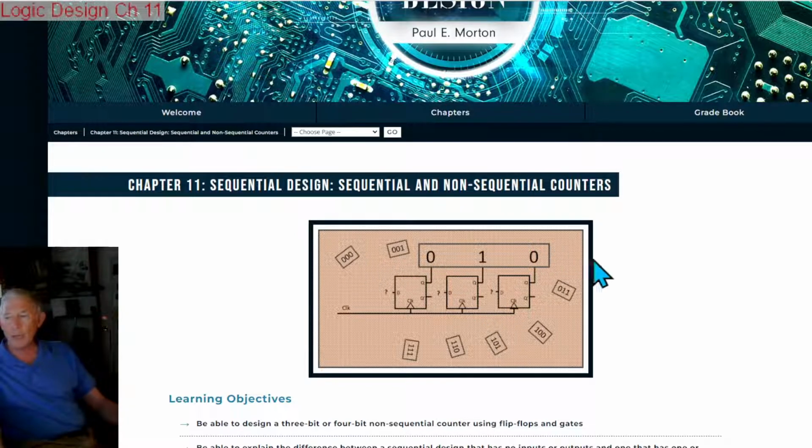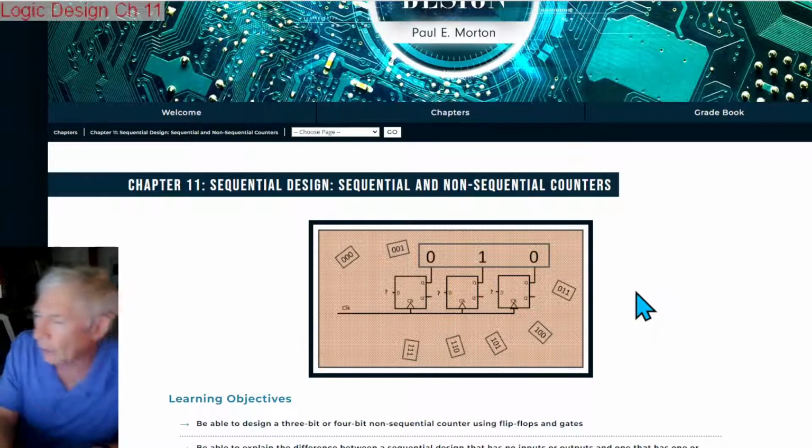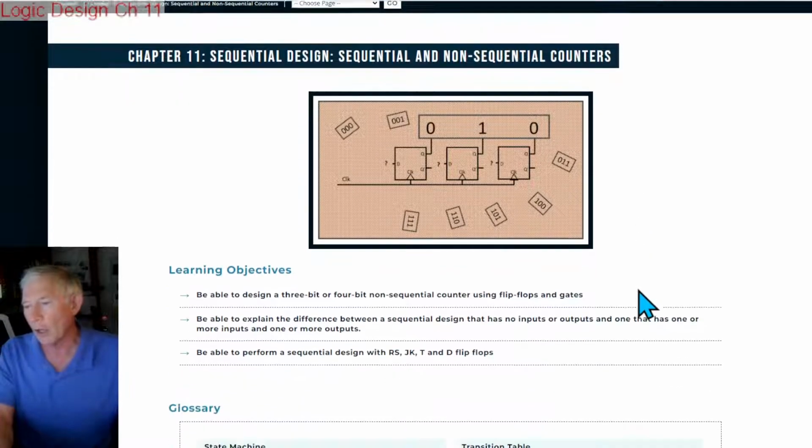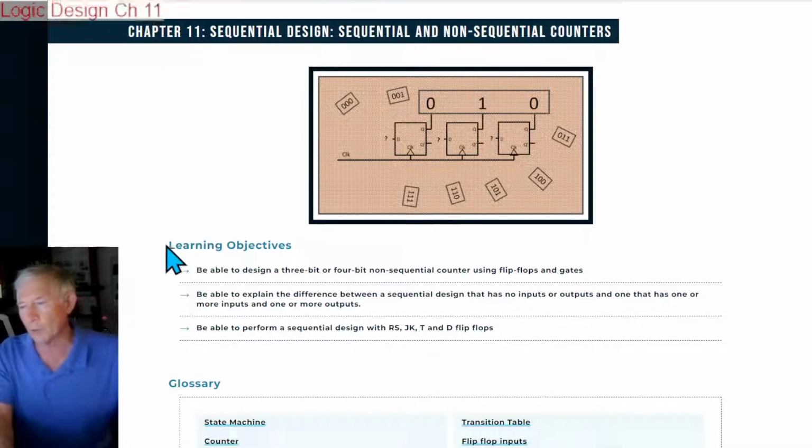And then you can see we have these little tags around here. Those little tags would represent our states. 0, 1, here this is showing 2, 3, 4, 5, 6, 7. That would be a sequential counter, and it would go back to 0 on the next clock. And so that's the first thing we're going to look at, because that's a fairly simple design. All right, let's talk about the learning objectives briefly here.